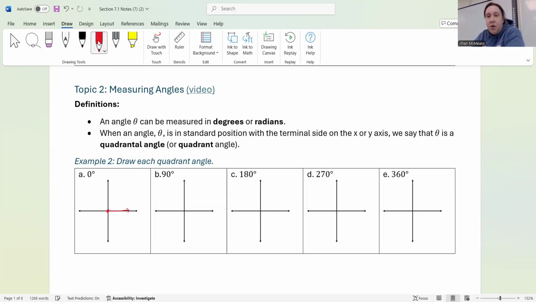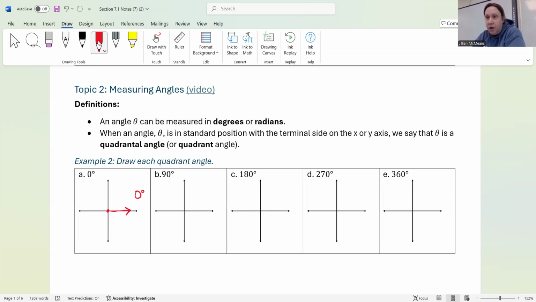Now, if you have a 0-degree angle, that means the terminal side never sweeps out, positive or negative. It's almost as if the terminal side is laying on top of the initial side and it never opens. So this right here is a 0-degree angle. We never sweep open, okay?